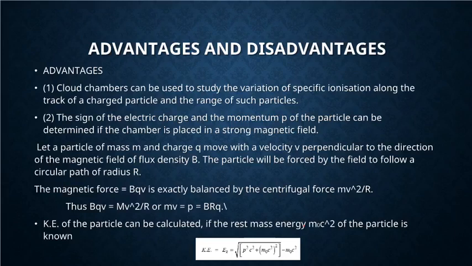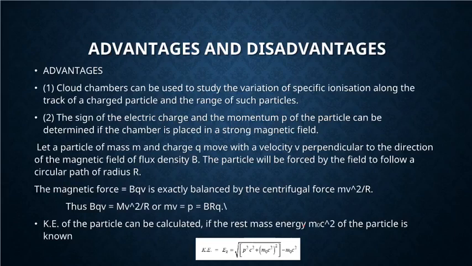If we apply a strong magnetic field to the cloud chamber, the ionizing radiation follows a curve of radius r. We know that if a charged particle undergoes such curved motion, the magnetic force and centrifugal force balance. That is BQV equals mv squared by r. So by rearranging the equation we get momentum as BRQ. Here the symbols B, Q, V, m represent magnetic flux density, charge, velocity and mass of the moving particle. Also, if we know the rest mass energy we can determine the kinetic energy of the particle. So using the cloud chamber we can determine the charge and momentum of the particle.